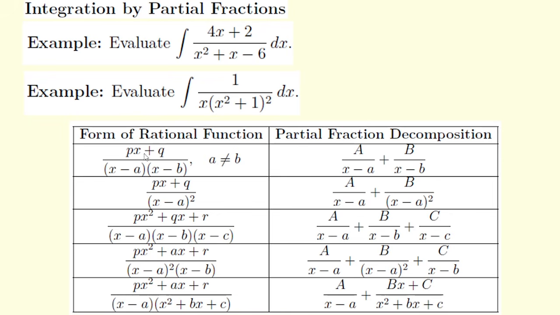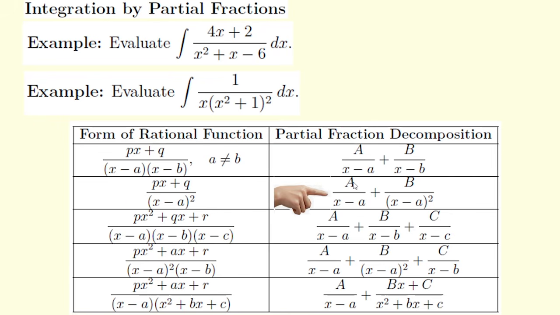For instance, whenever you have a rational function whose denominator is factorized as x minus a times x minus b, two linear factors only, the corresponding partial fraction decomposition will be constants. For each linear factor, you will take a constant at the numerator: a over x minus a plus b over x minus b. But if the linear factor has multiplicity, for instance, in the second row, x minus a squared.